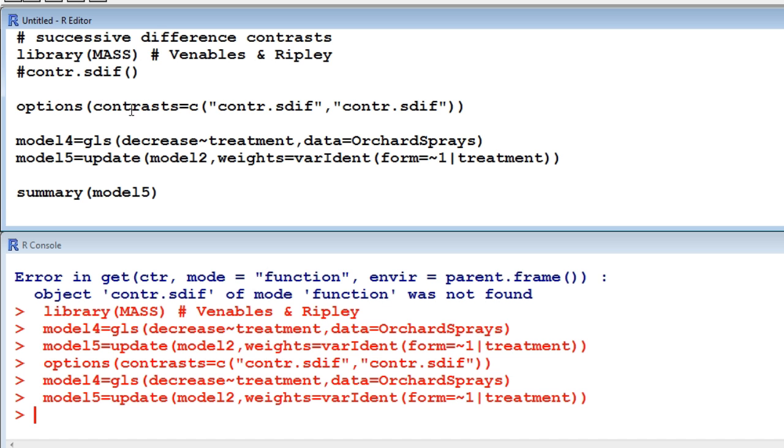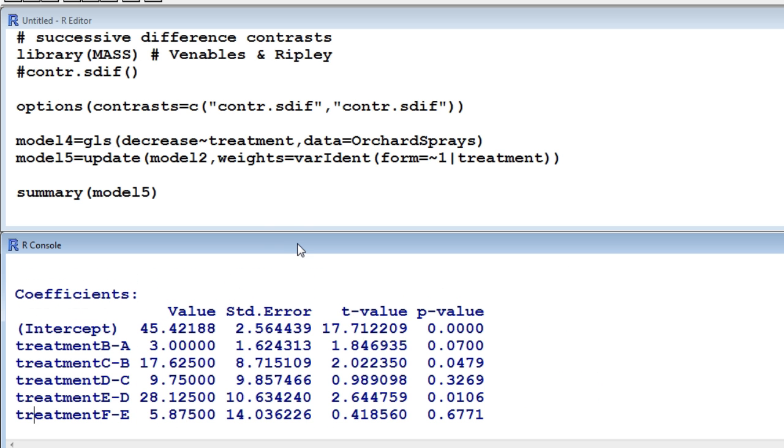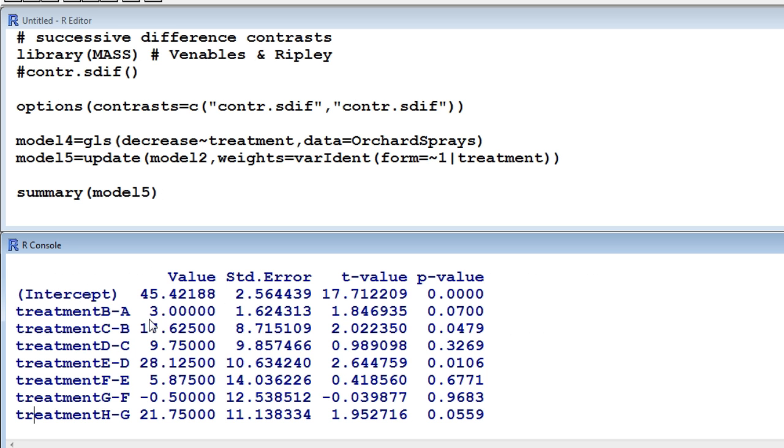Let's look at the summary of model 5. And that's going to be the last thing in this video. So let's look at summary of model 5 and let's see what happened here. Wow, we get a massively different parameter summary here. So we get the intercept, which is the overall mean, which is 45. So on average, the bees consumed 45 milliliters. And then we get the differences between A and B, B and C, C and D, and so on. We get the successive differences between the treatments.